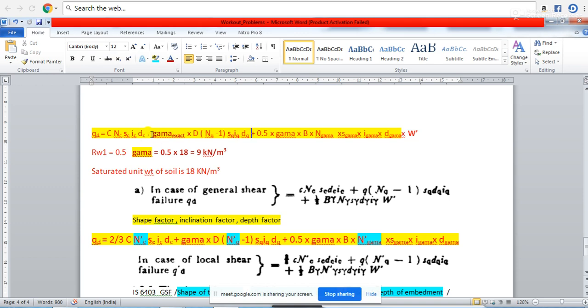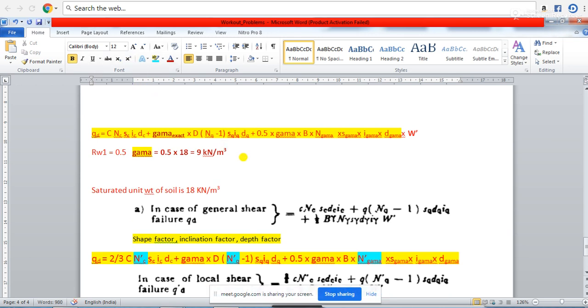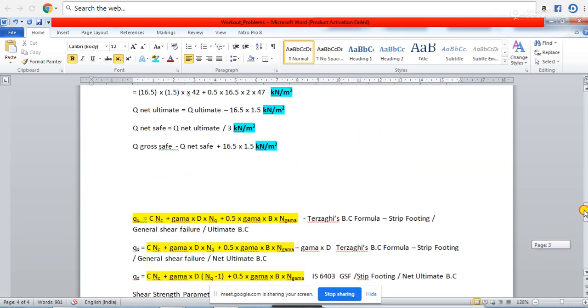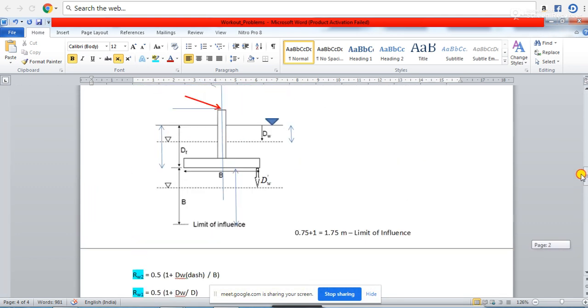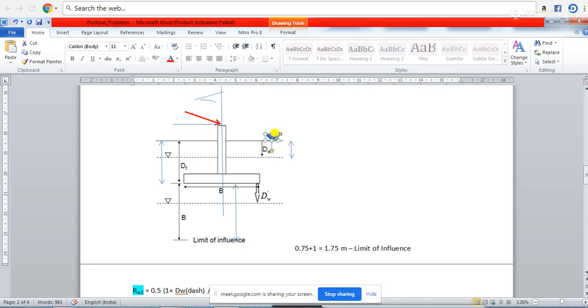However, if you do not use the RW1 factor here, and you go with gamma exact, what will be the value of gamma exact? Gamma exact means, let us again go back to this water table figure. See, the water table has reached here. So the soil up to this depth, that means up to the depth of the footing, will be under submerged condition.